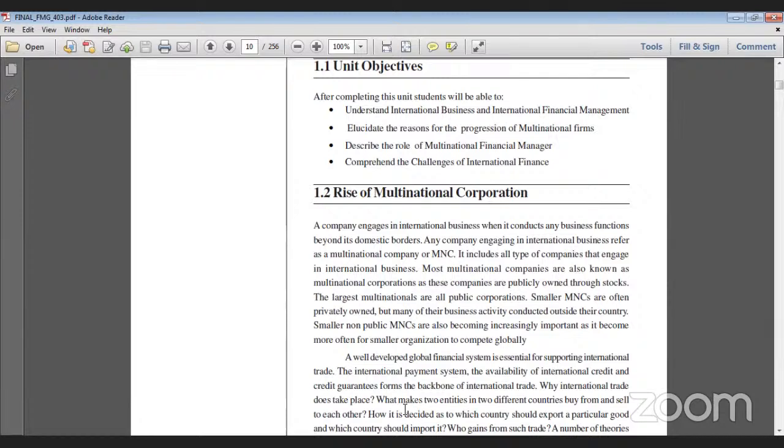A well developed global financial system is essential for supporting international trade. The international payment system is available for international trade credits and credit guarantees, which form the basis of international trade. Why does international trade take place? What makes two entities in two different countries trade with the sale of each other? How is it decided which country should export a particular good and which country should import it?